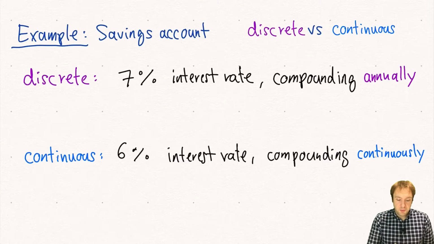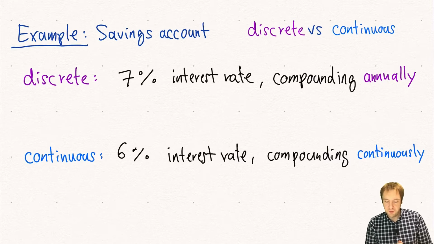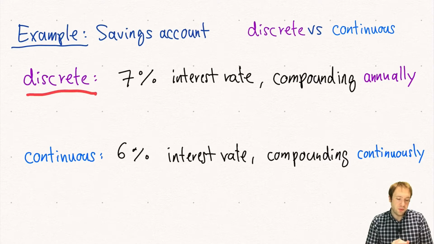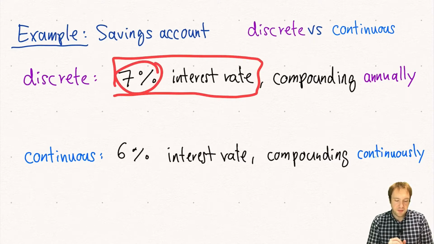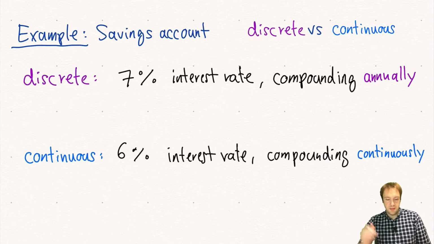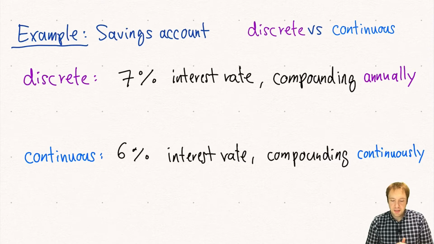So for example, assume you have a savings account at some bank, and there are two ways the bank can offer you the savings account. So one way would be to offer you a discrete version of the savings account, which means, for example, here, assume we have an interest rate of 7%, and annually, meaning after each year, you apply this interest rate to your current savings.